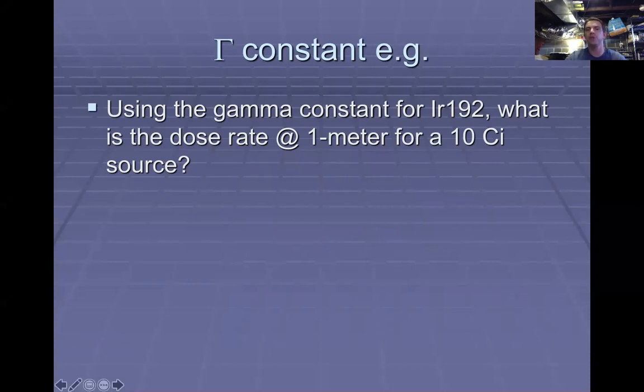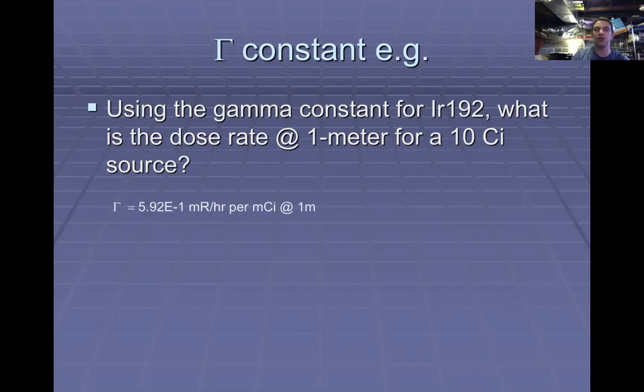So this just reinforces using the gamma constant, how exactly it is manipulated for something that may not be the exact units that the gamma constant is written in. It's commonly had, mR per hour per 1 millicurie at 1 meter. But what happens if you have a source that is much larger than 1 millicurie or at a different distance than 1 meter? That's where you have to manipulate it using just some algebra and some of the inverse square law. So the first step really is just adjusting for activity.